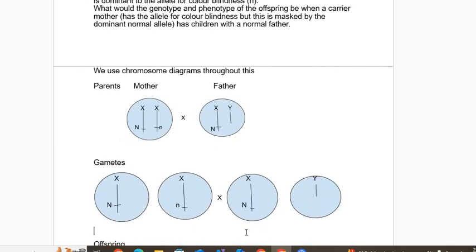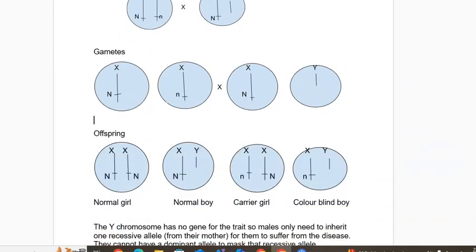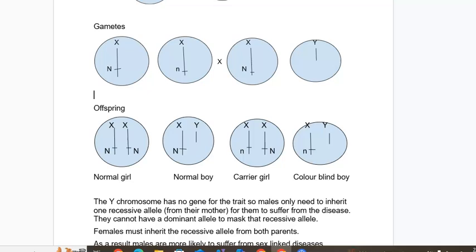Right. So here we look at the gamete formation. Again, going with the chromosome diagrams. So these are the possible female eggs. One has the dominant normal allele. The other has the recessive colorblind allele. Whereas the father, in the sperm that he forms, half of them have the normal allele, the other half just have the Y chromosome. Right, so then we look at how these match up in fertilization as the gametes fuse together.